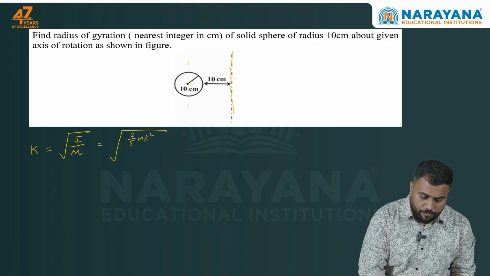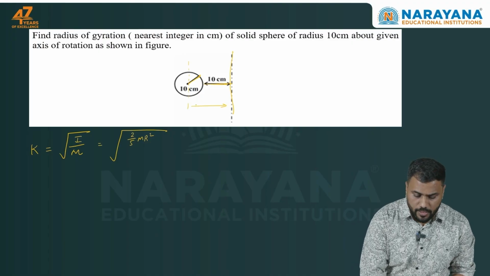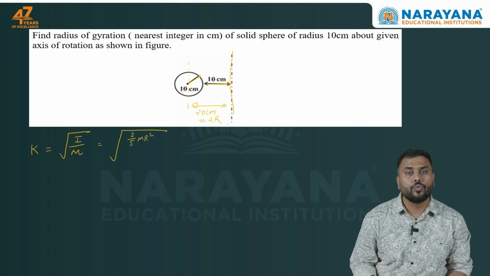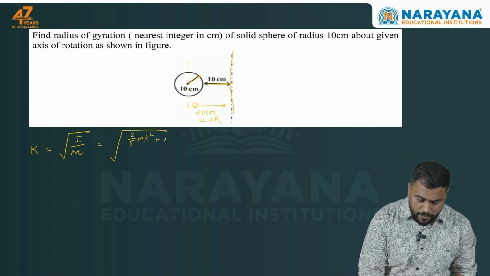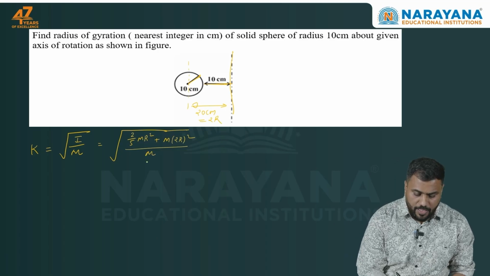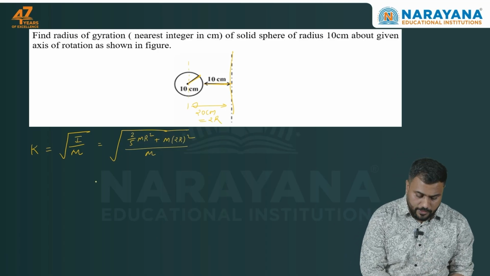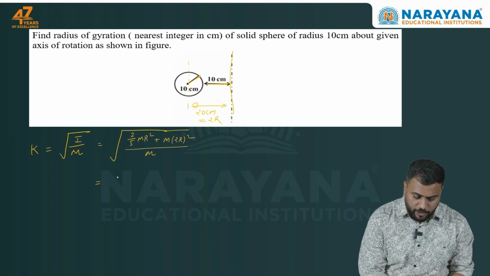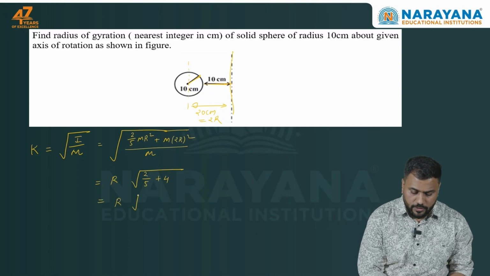If I see the diagram, the radius of sphere is 10 centimeter and this distance is also 10 centimeter. So the total distance between these two axes is going to be 20 centimeter, which I can also write as 2r. So by parallel axis theorem, I will add m into distance square, that is m(2r) square, along with this. So this whole expression divided by m, root of that, this will give me my radius of gyration. If I solve this expression, this r I can take outside, m is getting cancelled. So I am getting 2 by 5 plus the second expression is 4. So this is root over 22 by 5.